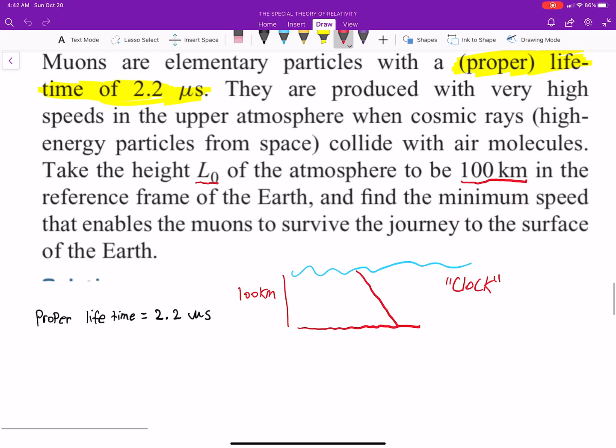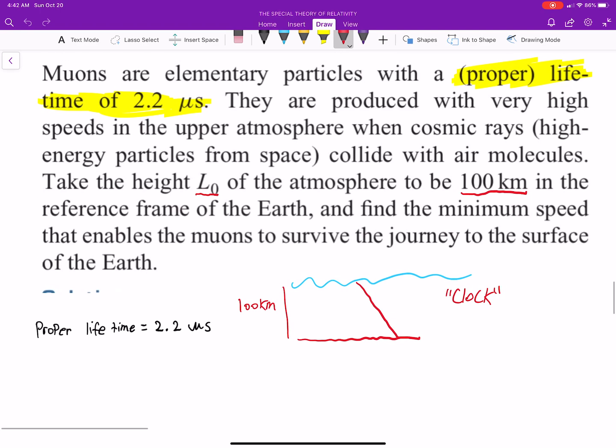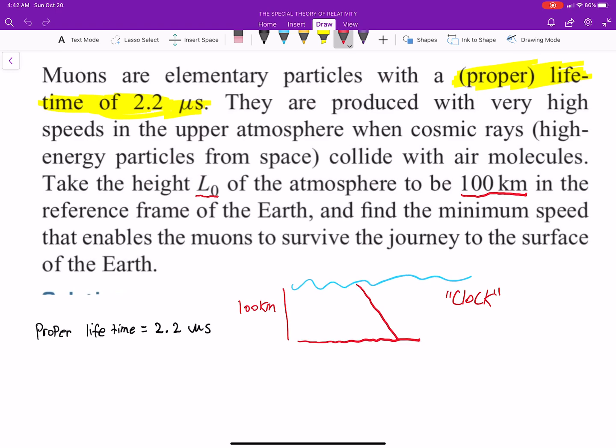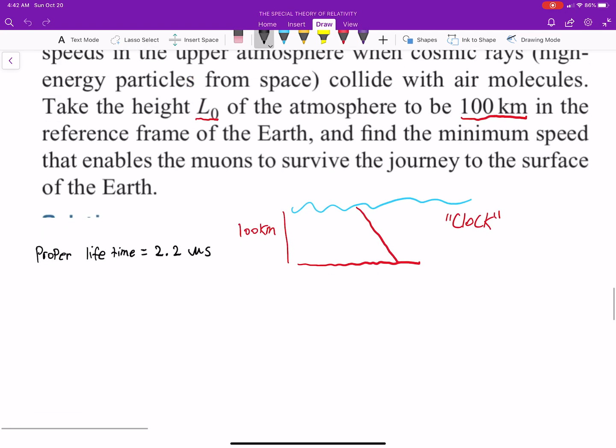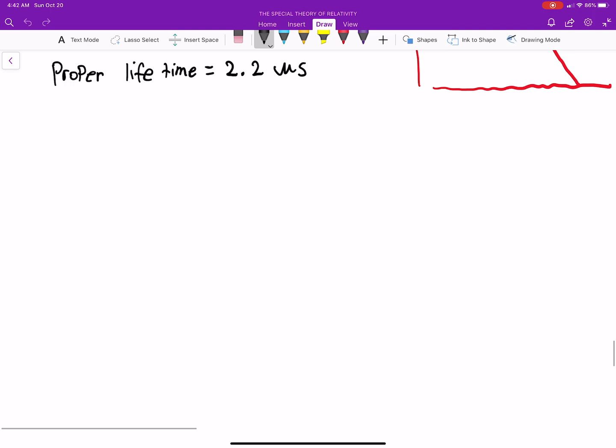Now, our proper length is where the length is at rest, which would be from the Earth's perspective. If that doesn't make good sense yet, let's just work through this problem a little bit, and I think it'll make a lot more sense. Then we would say L naught, they give us as 100 kilometers. So it goes to the top of the atmosphere, it travels to the surface.